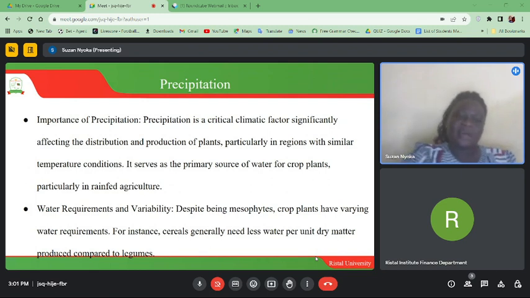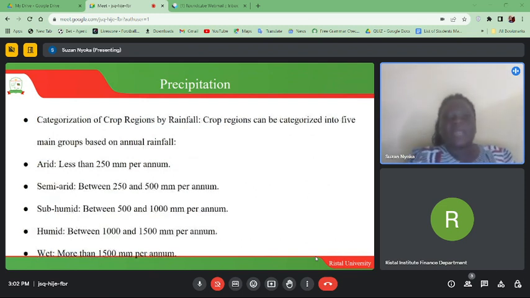Water requirements and variability. Despite being mesophytes, crop plants have varying water requirements. For instance, cereals generally need less water per unit dry matter produced compared to legumes. Still under precipitation, categorization of crop regions by rainfall.